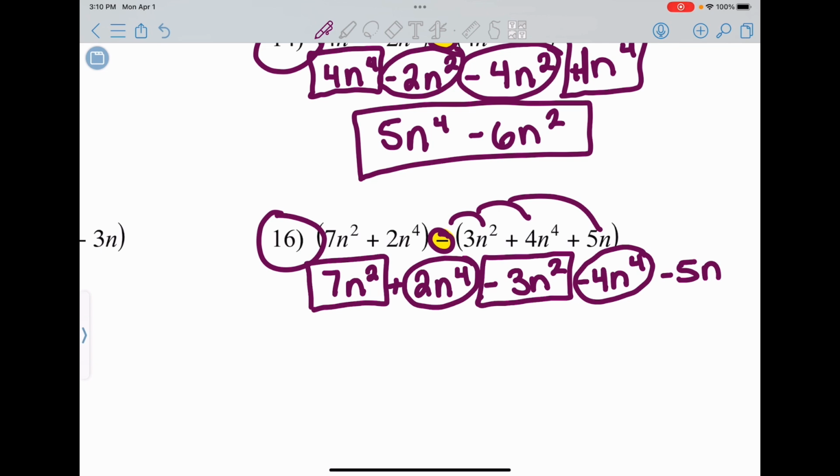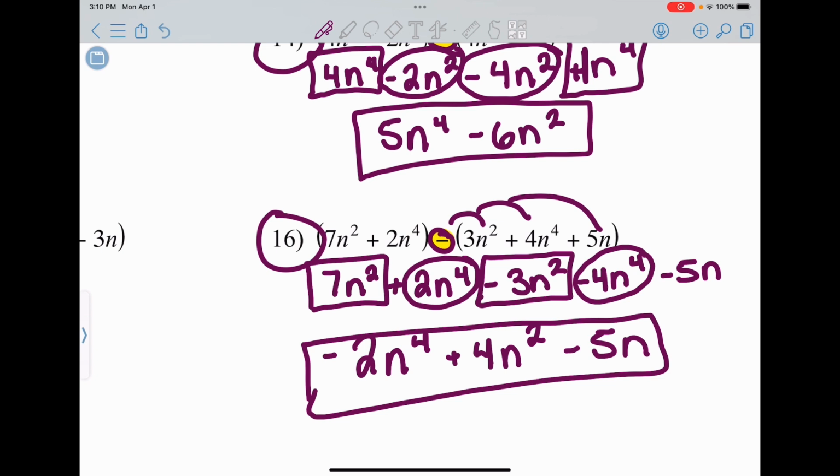I'm going to start with my n to the power of 4s because that's the biggest exponent. 2 and negative 4 will combine to negative 2n to the power of 4. 7n squared minus 3n squared will be positive 4n squared. And then I can't forget that negative 5n.